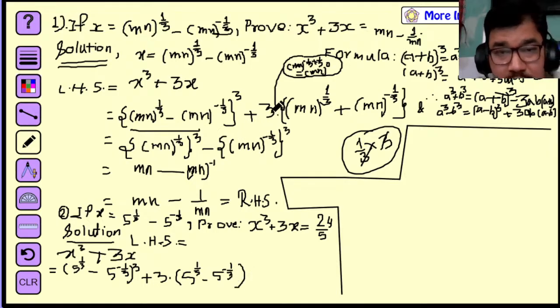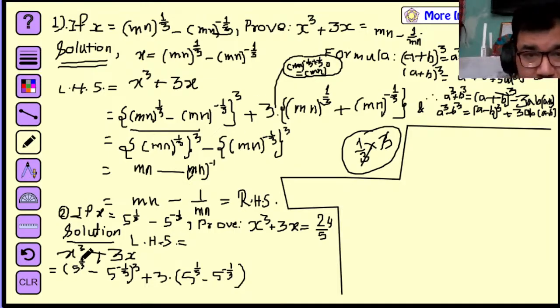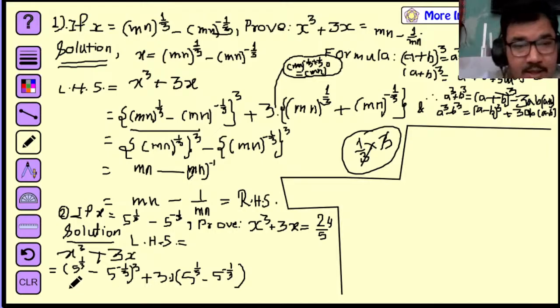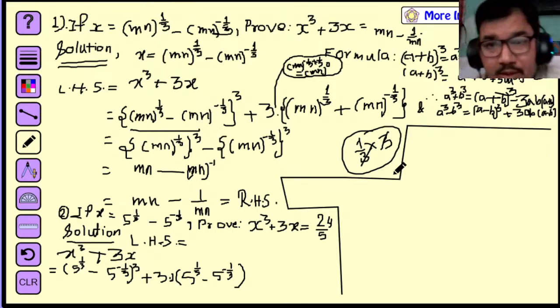and like this here also it was ab, and when we multiply this, look, 5 to the power 1 by 3 and 5 to the power minus 1 by 3, surely this power will be added, 1 by 3 plus minus 1 by 3, then 1 by 3 minus 1 by 3, 5 to the power 0, and that will be 1 only here. 3 into 1, here also we can write 1, and this is in the formula of this one.